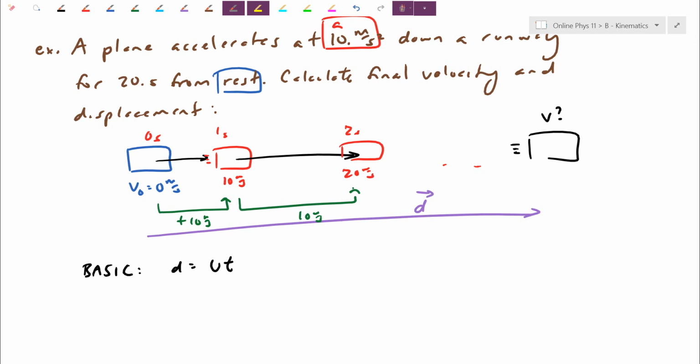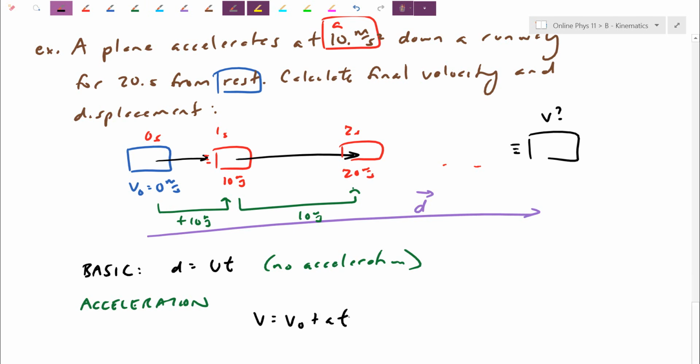From the definition of acceleration, just make a note to yourself here. If there is no acceleration, you're more than welcome to use d is equal to vt. But if there is an acceleration, we have to look at one of those three other equations. In this case, let me just list all of them and we'll make some notes. v is equal to v naught plus at, that's one formula.